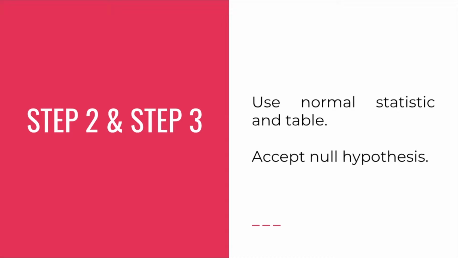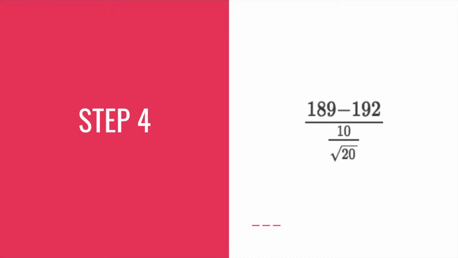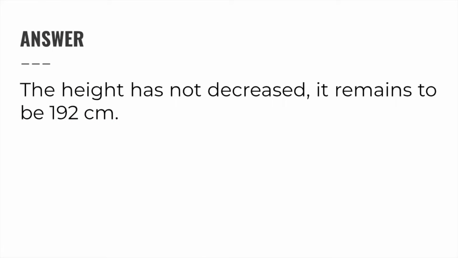In step number 4, we use the formula. We place 189 minus 192 divided by 10 over the square root of 20. In here we obtain minus 1.34. So the answer is the height has not decreased. It remains to be 192 centimeters.